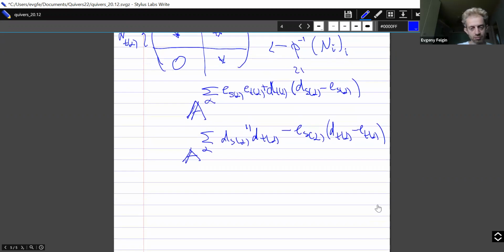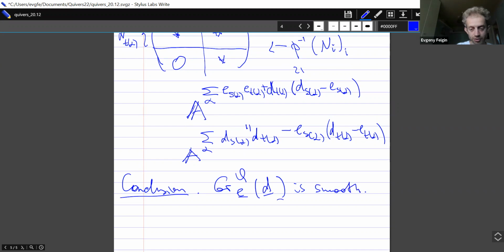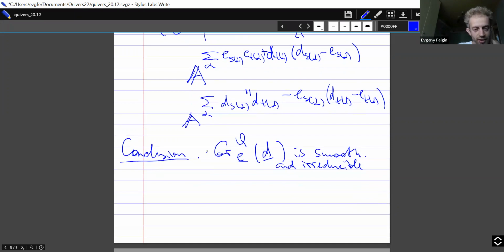Okay, so what is the conclusion? The first conclusion is that the Grassmannian E D U is smooth and irreducible, because this is a fibration over the product of Grassmannians, just the fiber being a vector space. And the second thing is, what is the dimension of the universal quiver Grassmannian? Can you tell me?